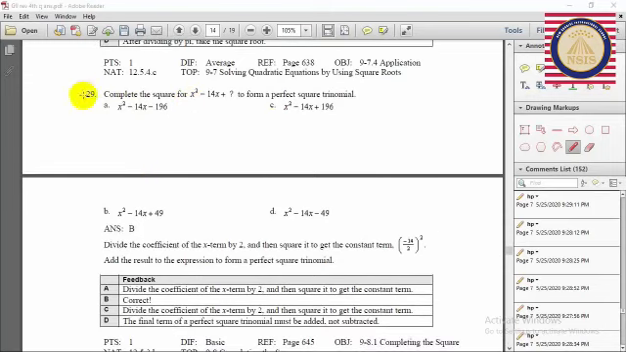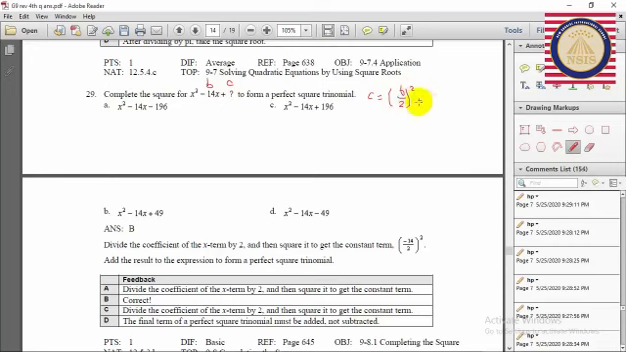Let's continue here. Number 29. Complete the square for x power 2 minus 14x plus, you don't know, to form a perfect square trinomial. Do you remember? We said that the C of the perfect square trinomial has a relation between the C and the B. This is B and this is C. And we said that the C equals what? Half the B, so B over 2 squared.